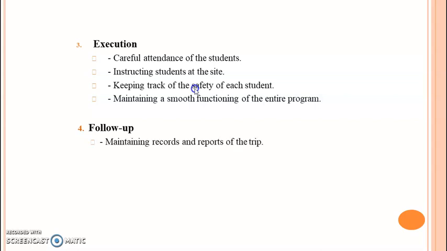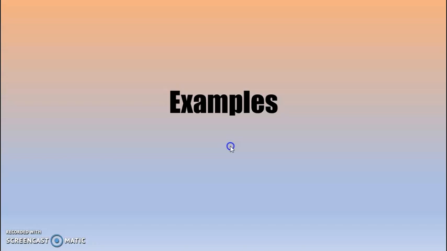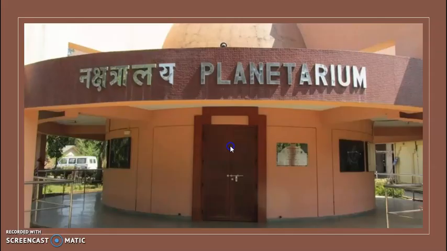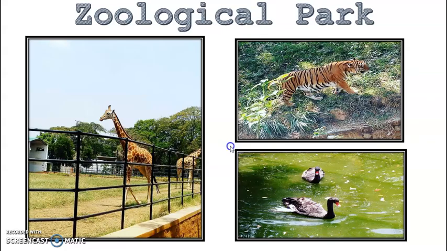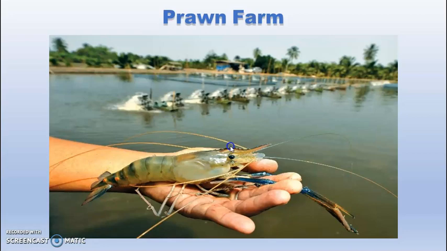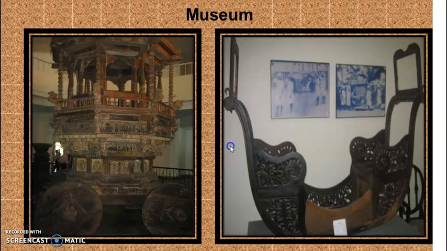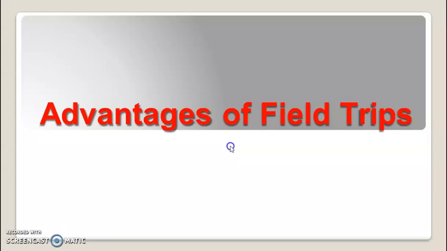And now once the trip is over, follow-up is again important. Maintaining records and reports of the trip, and evaluation of the field trip. Some examples of field trips include a trip to a planetarium or Nakshatralaya, a zoological park, a botanical garden, a prawn farm, museums, etc. Now, we have a brief idea of what a field trip looks like and how we can go about planning a field trip.